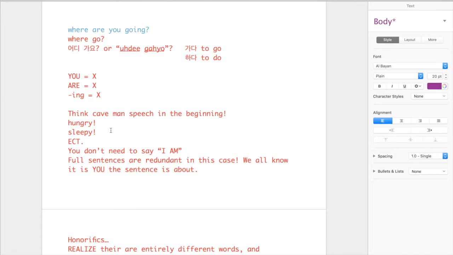If you want to say, like, I'm hungry, you can say 배고파요. 요, of course, being the polite form. So 배고파요 is I'm hungry. I'm not saying I am hungry, 저는. 저 is the polite form of I. I'm just saying hungry. Or you could do that with sleepy. Or you could do that with anything because you don't need to say I am because it's redundant because we all know you're talking about you. Because I'm not going to be like, you're hungry.